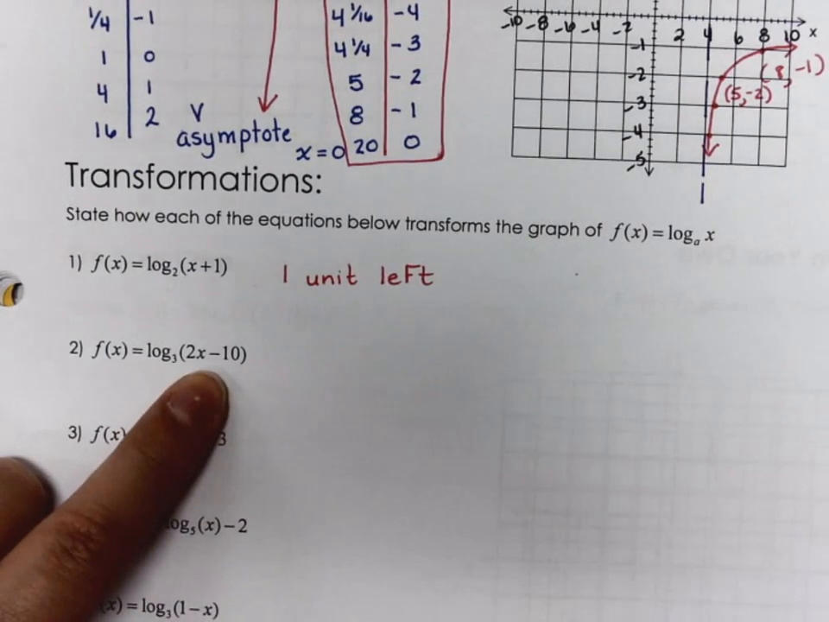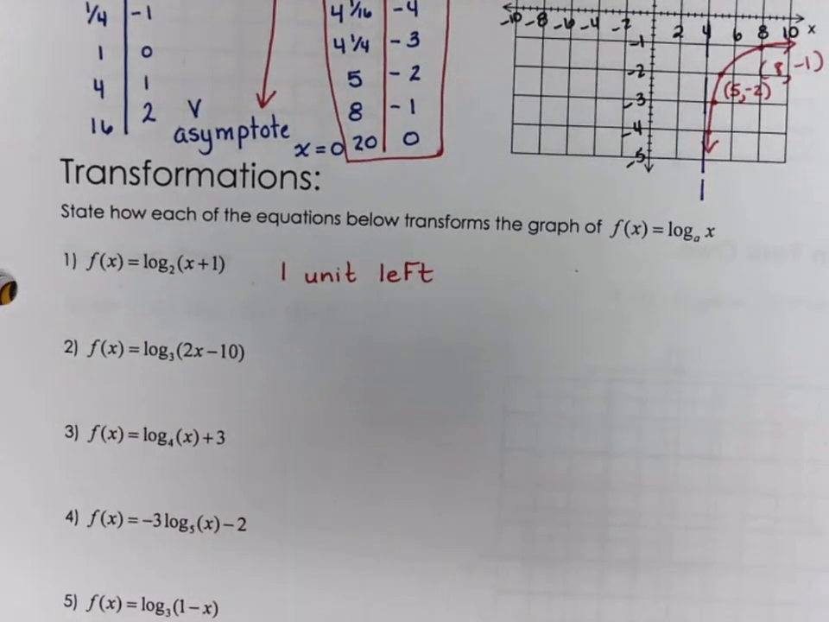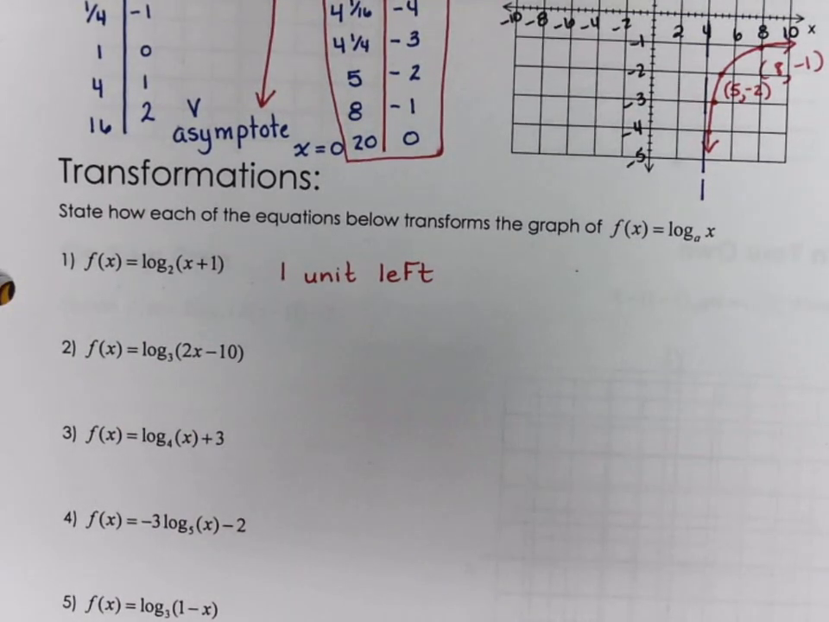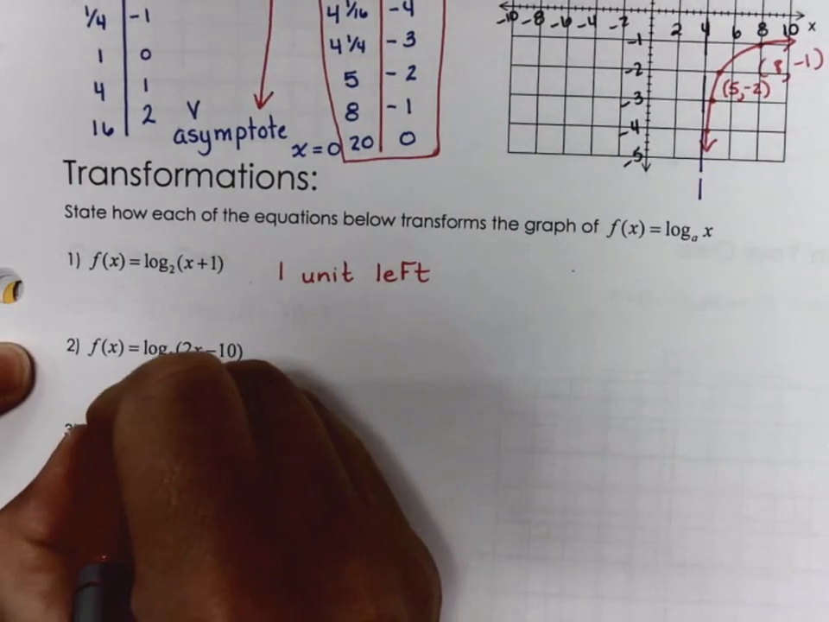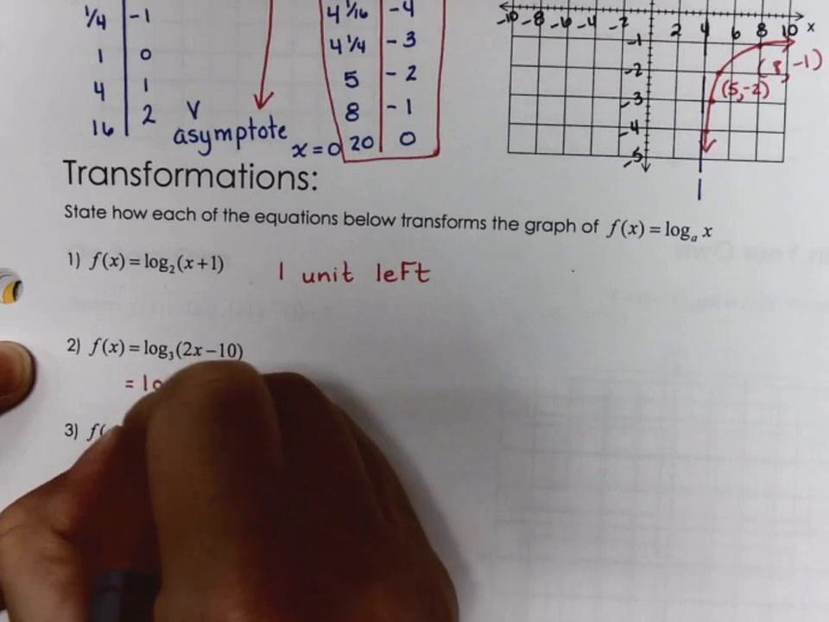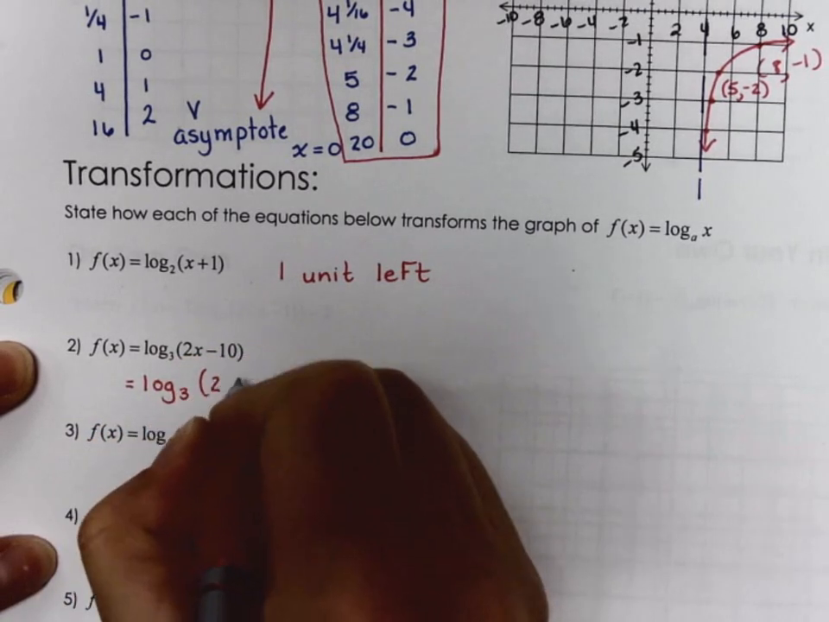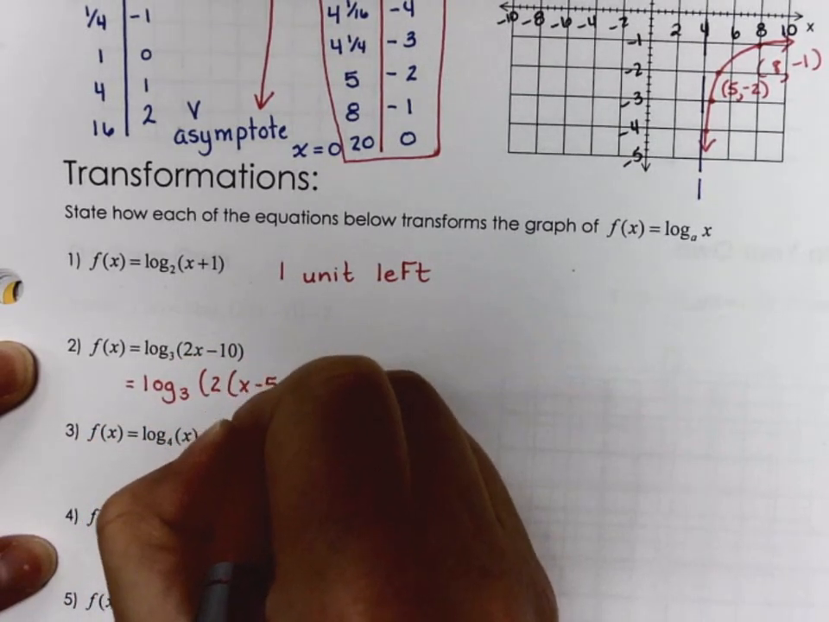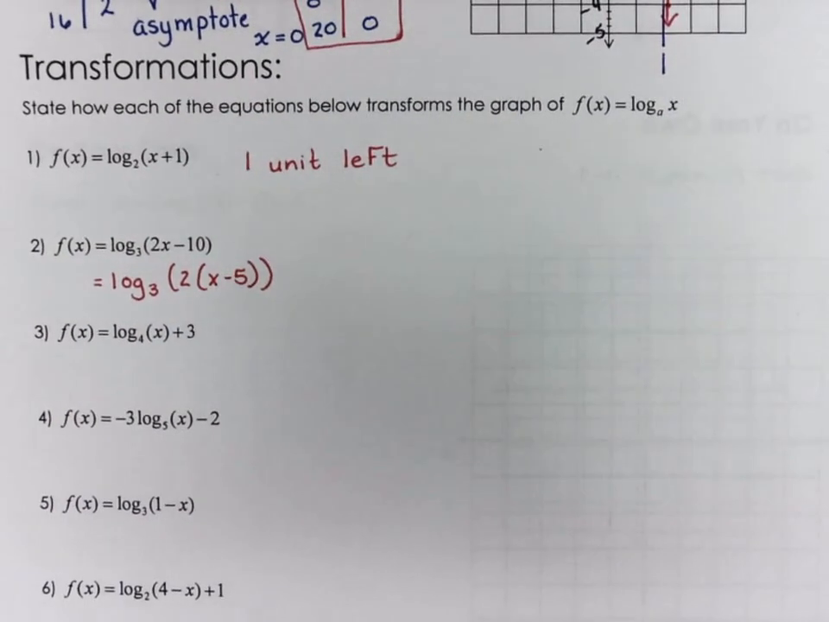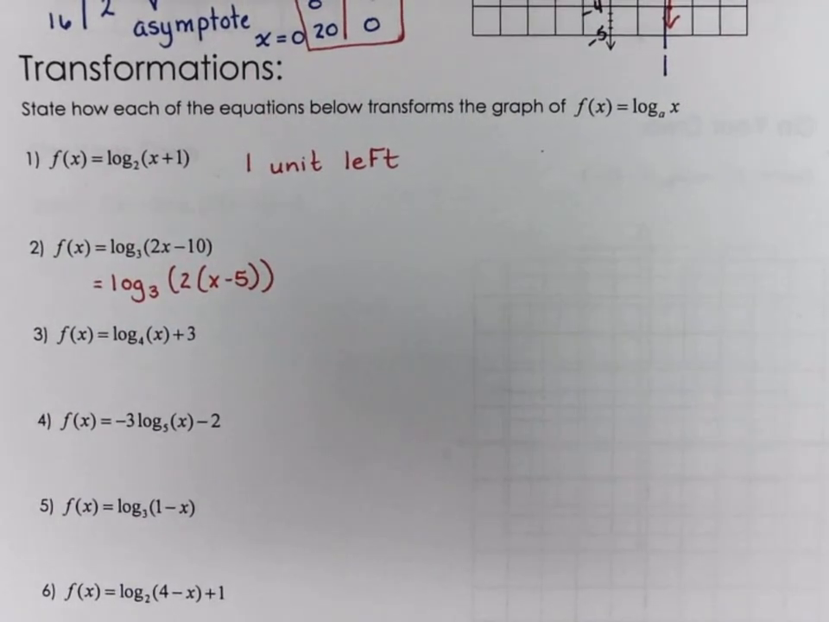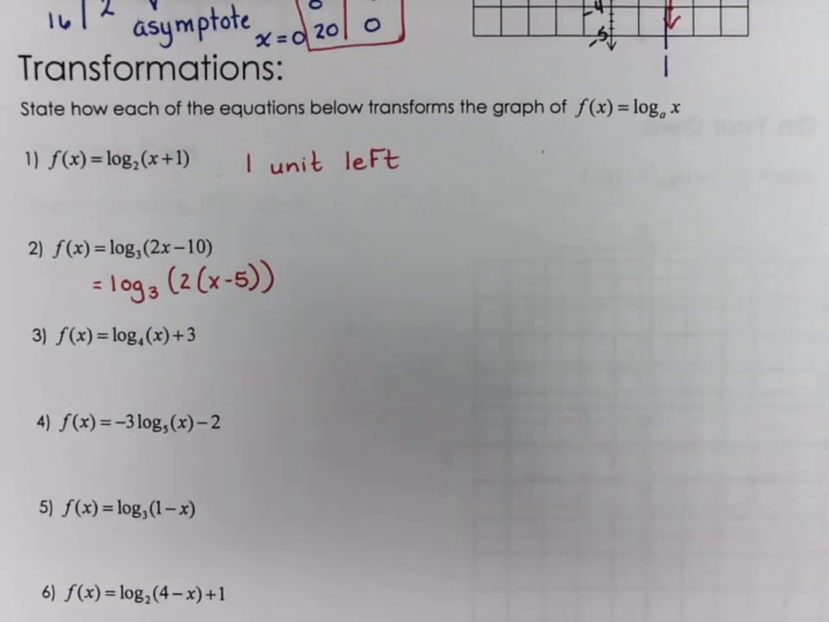All right, now this one is a trick question. It's been the trick question for all of these. What do I have to do to untrick it? Common factor that 2 out. So we're going to have log base 3 bracket 2 bracket x minus 5. That has been the trick for like 3 units already. So hopefully we're getting more comfortable with that.